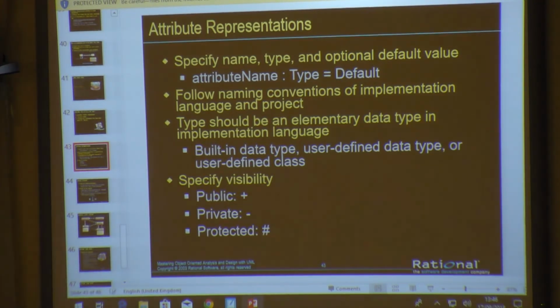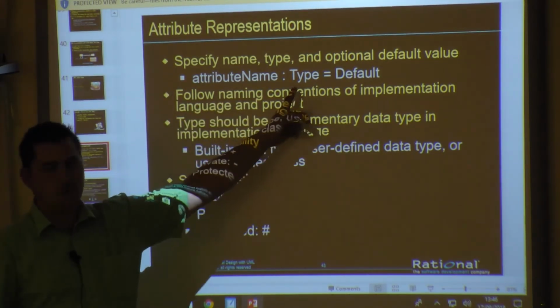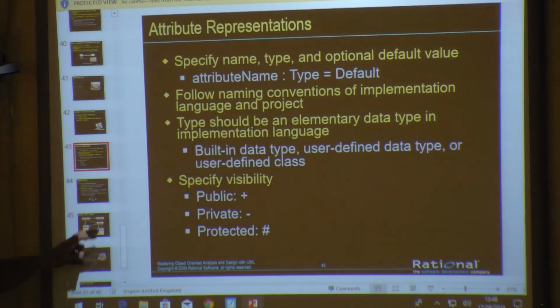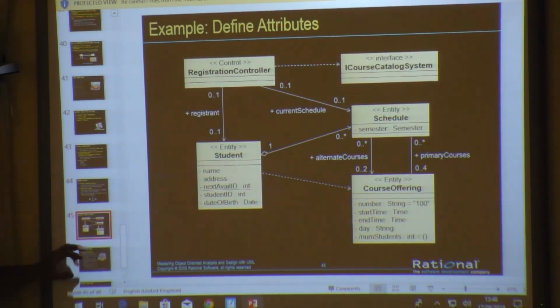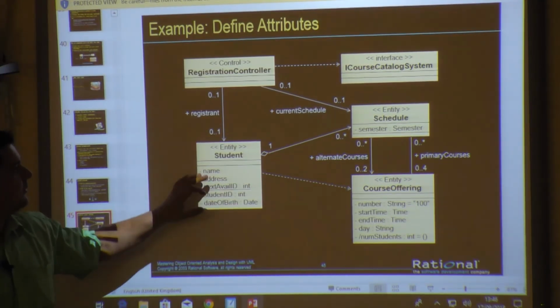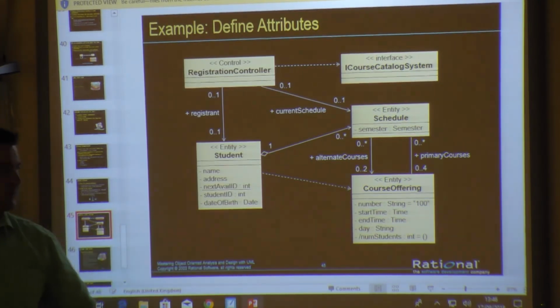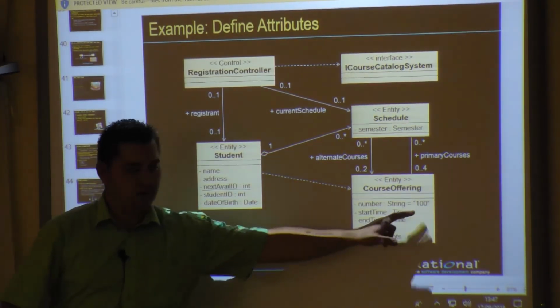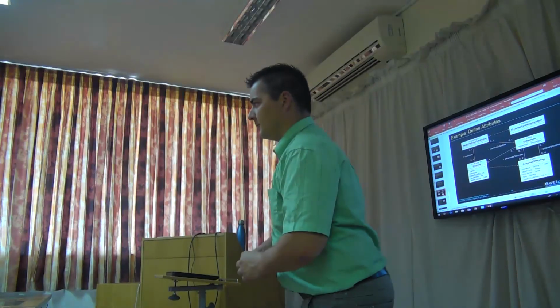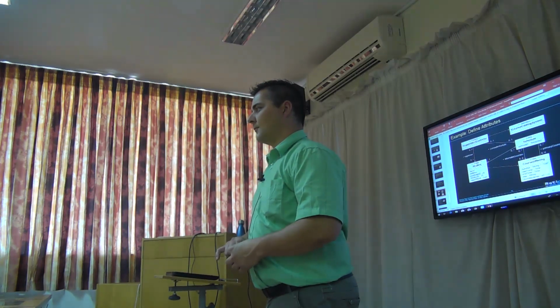So you'll see, similar to operations, that we can identify the visibility of attributes. We're also indicating the type of attribute and possibly a default value associated to it. So here's an example of what we see. The attributes have been indicated and the data types have been given. There's even a default value for the student ID. Okay. Any questions, guys?